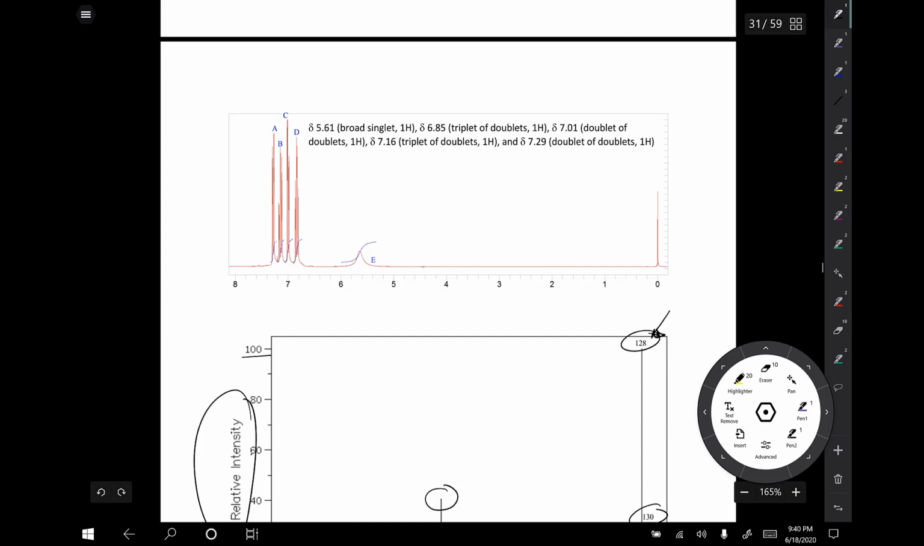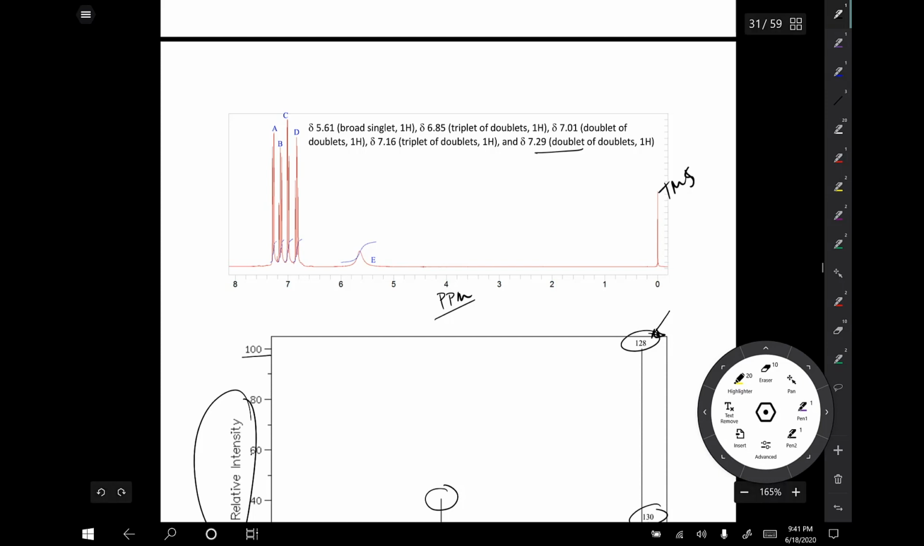NMR, there's a couple things I want to go over. Your x-axis should always be in ppm. This is TMS, which is just what we calibrate the NMR to, so we're not going to worry about that peak. I will either have them listed like this, or I will have them zoomed in so you can see very clearly where everything's happening. There's a couple things I want you to see.